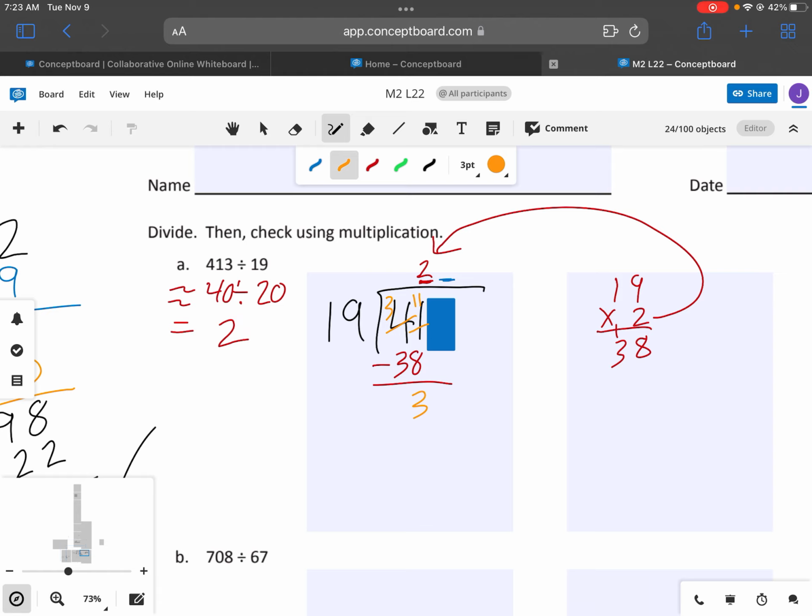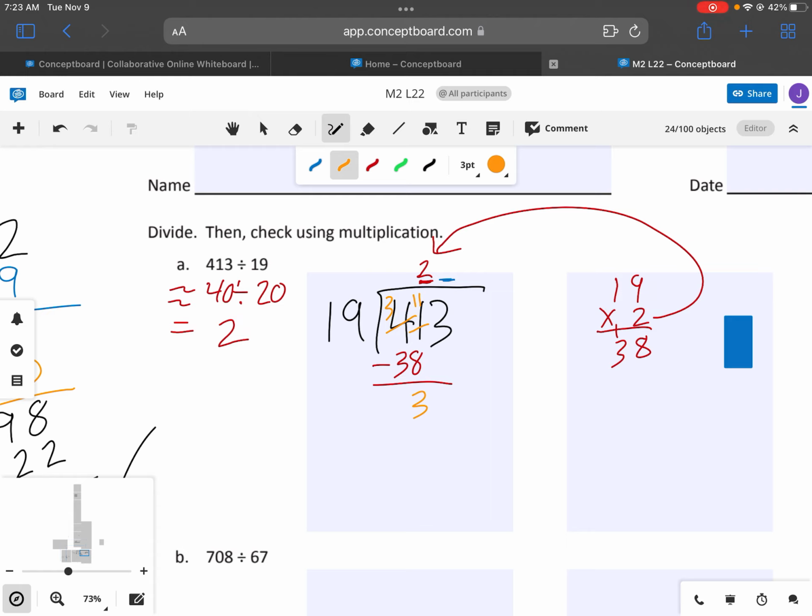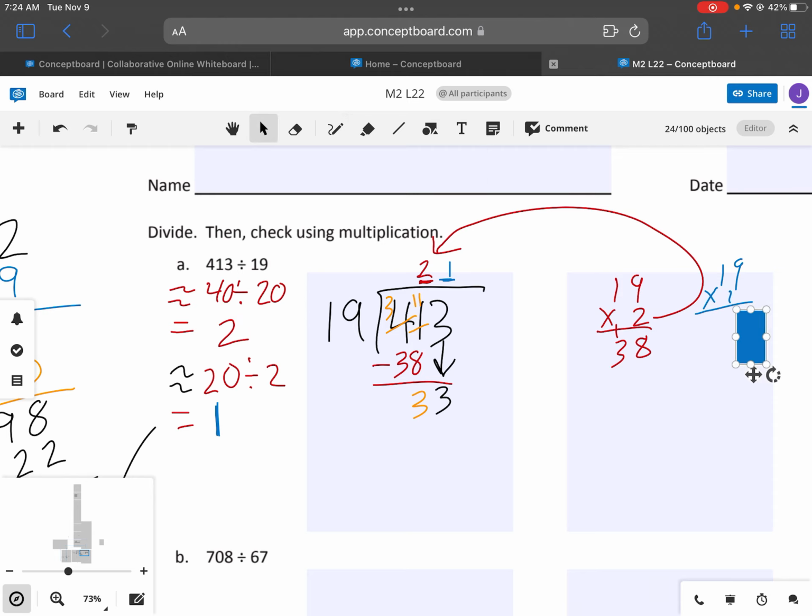When I do the subtraction, I get 3. Now we're going to take the 3 from the original problem and bring it down. So now we have 33. When I do the estimation for the 33, I'm going to use 20 divided by 20, and that's equal to 1. So 19 times 1 equals 19. So I'm going to subtract the 19.